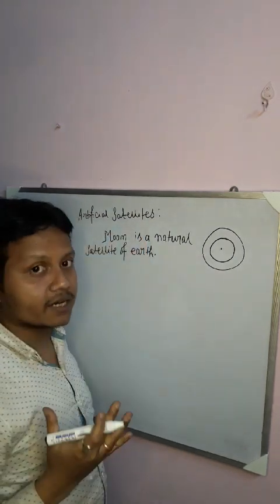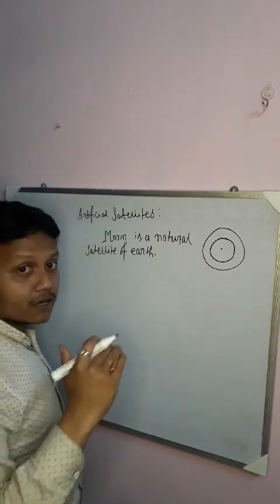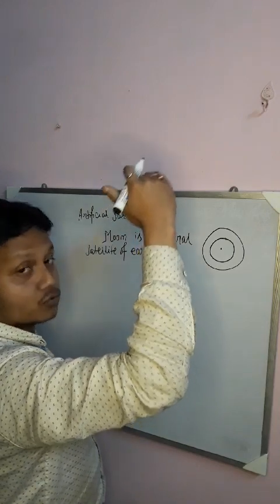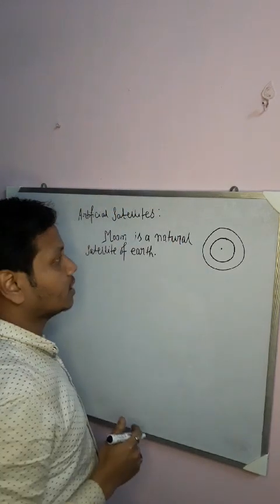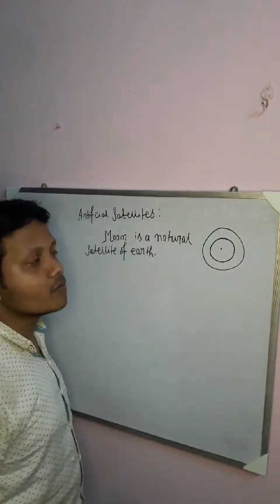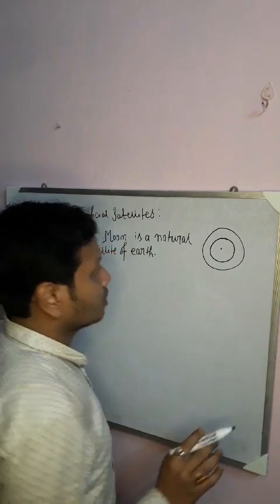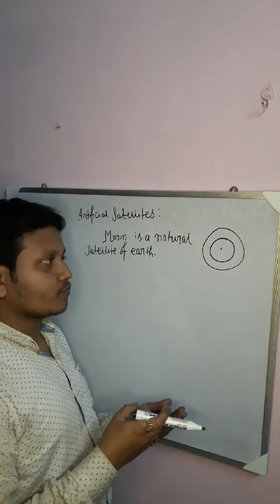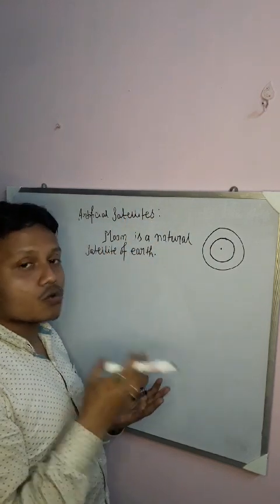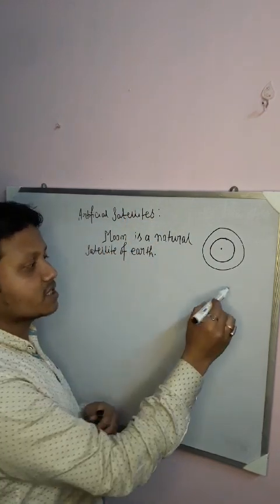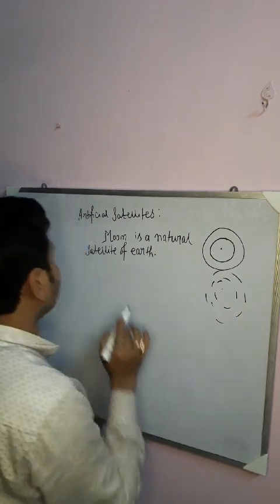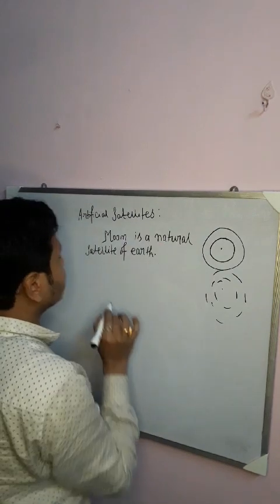Now, what is an artificial satellite? If an object is placed into space with the help of a powerful rocket so that it begins circling around the earth, it is called an artificial satellite of earth or any planet. So what is the definition of it?